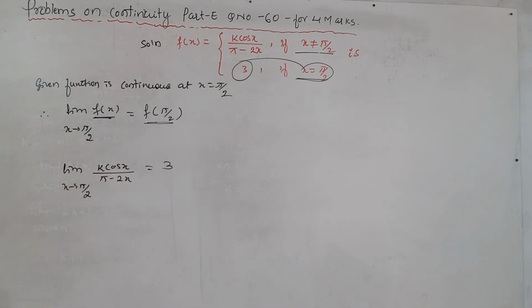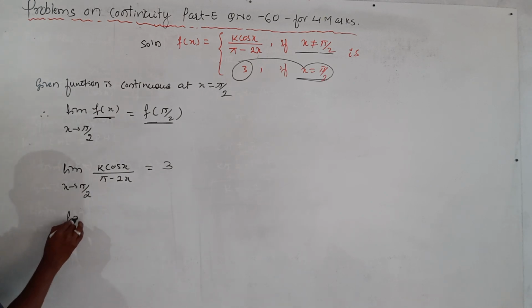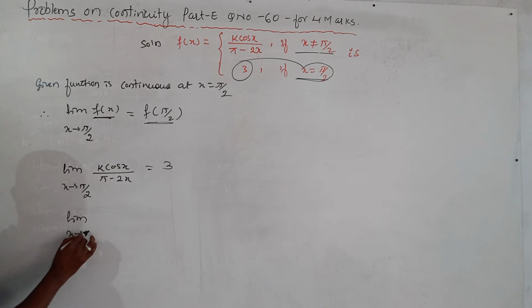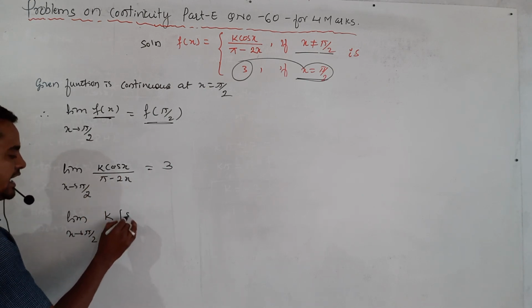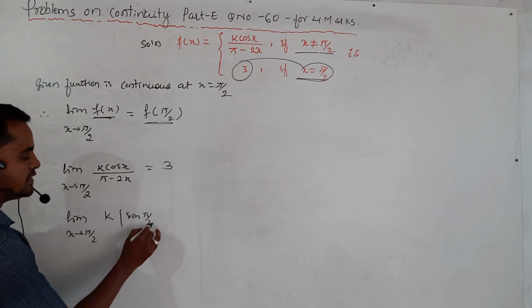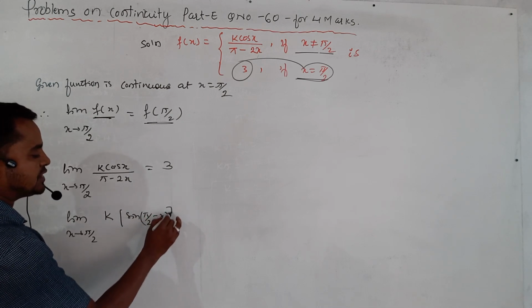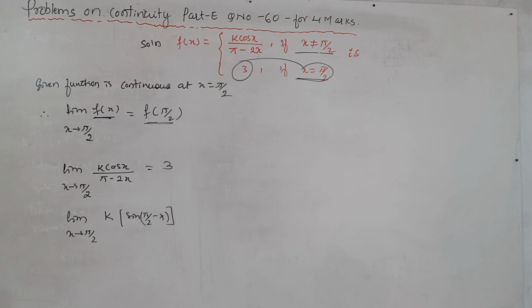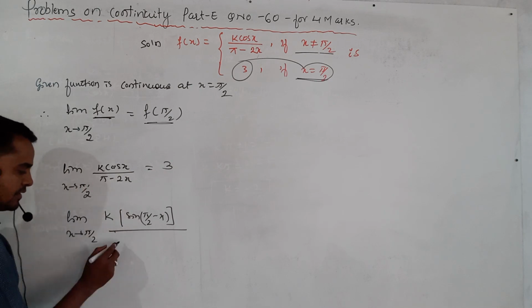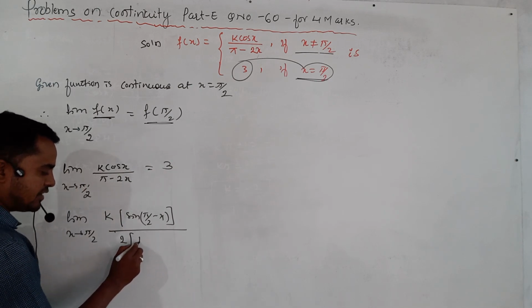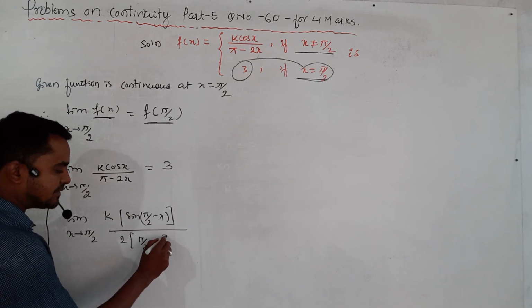Now what I am doing, I am writing cos x in terms of sine. Here, limit of x tends to 5 by 2, K as it is. Cos x can be written as sin(90 minus x). Sin(90 minus x) is nothing but cos x, is it right? And in the denominator I am taking 2 common.